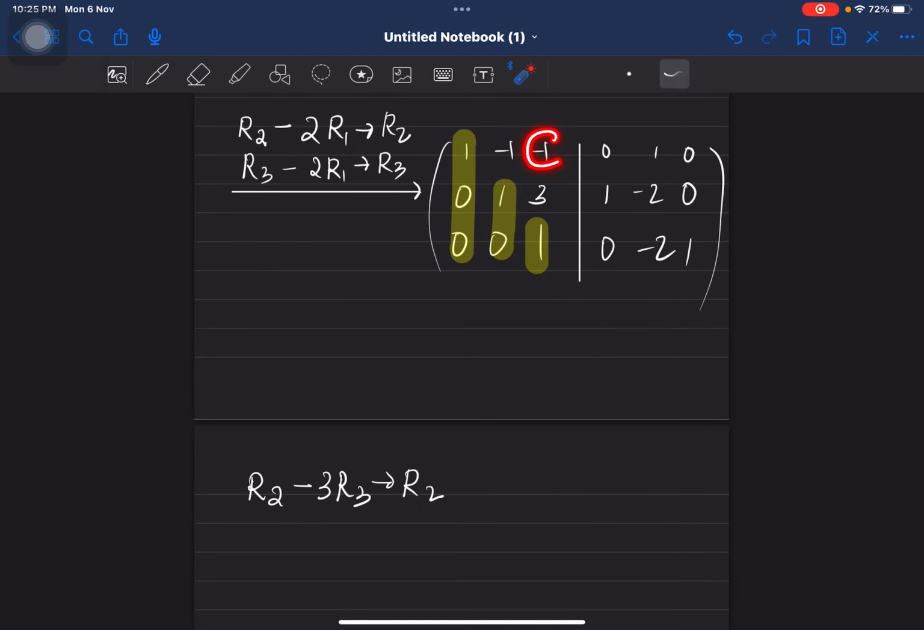I can do that at the same time for row 1. Row 1 wants to become 0 as well, right? What can I do? Add or subtract also. -1 plus 1, I straight away get 0. So row 1 plus row 2. Change for row 1.